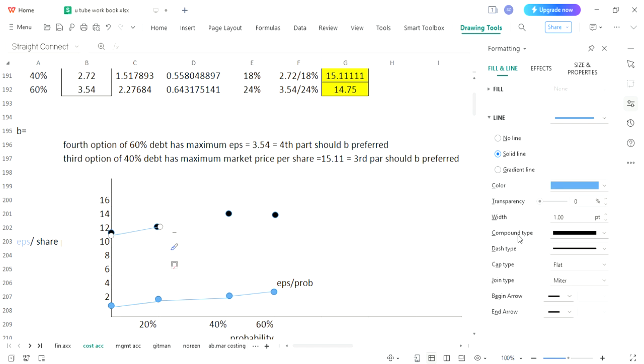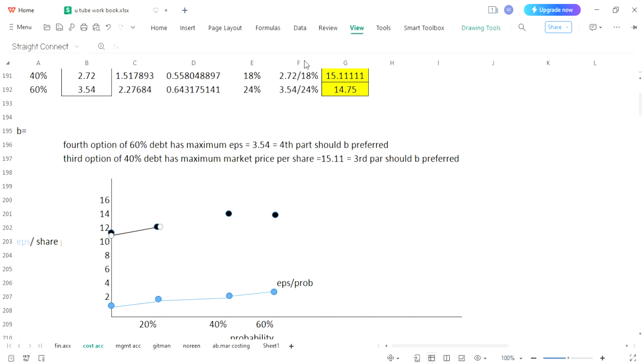Its color is required to be changed. Let's make it black. Okay, it has now become black. This statement task window is not needed. Remove it.